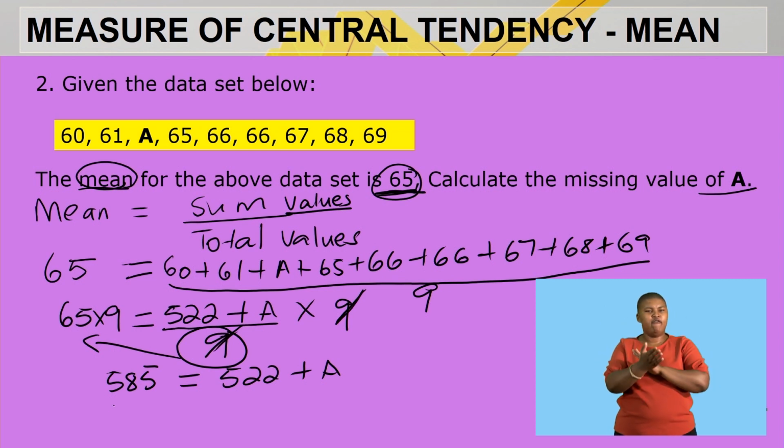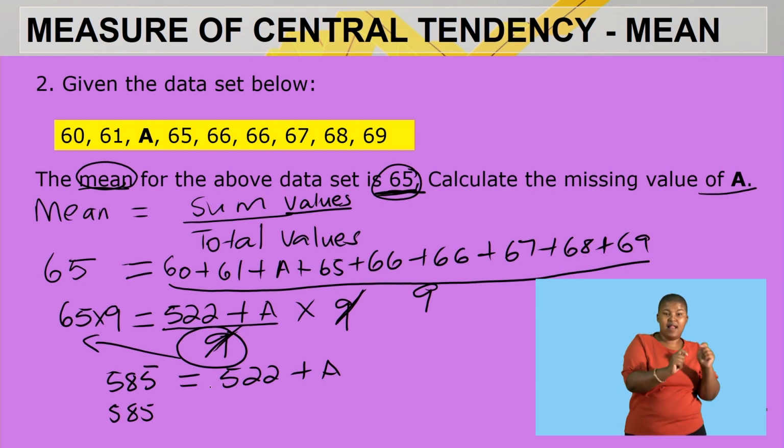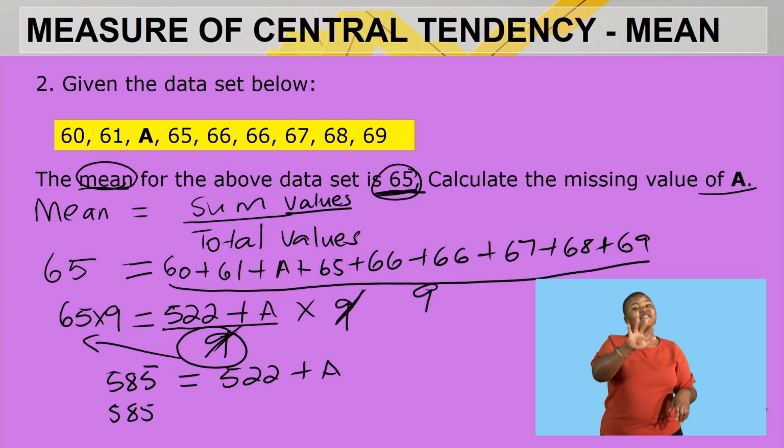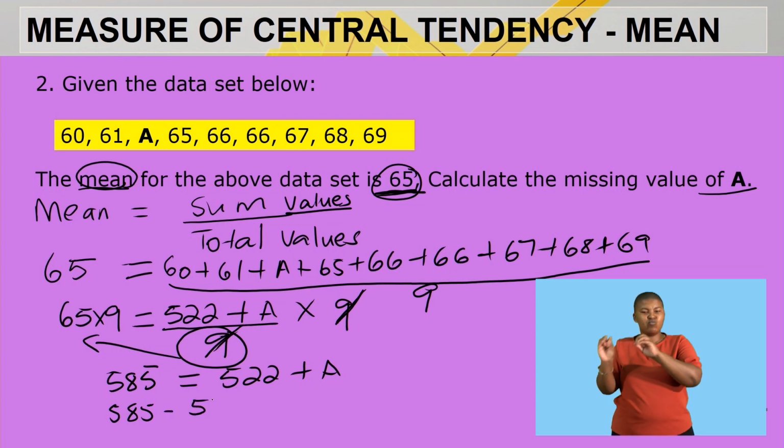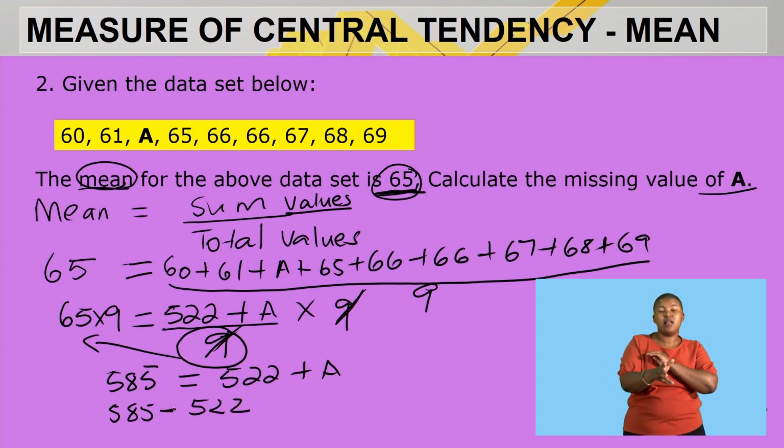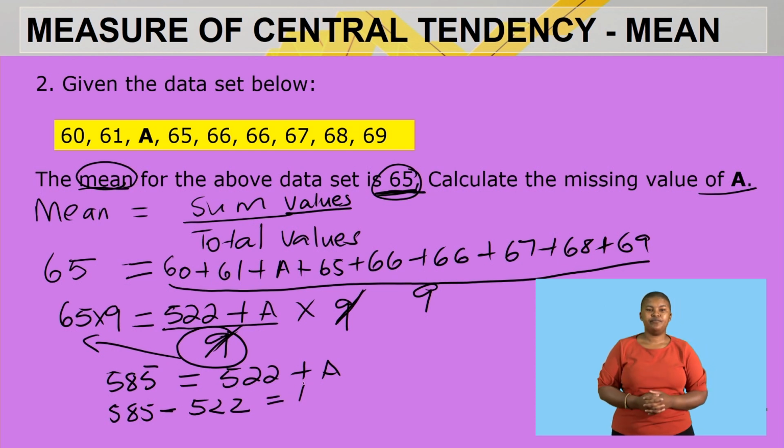Then I have 585. We say we transpose, meaning we take this 522 and move it to the left hand side. On this side the 522 is positive, but when it comes to the other side, it becomes negative. That's why I'm saying minus 522. On my right hand side, I'm left with an A. Therefore, I subtract 585 minus 522, right? That gives us 63. So 63 is our value of A.